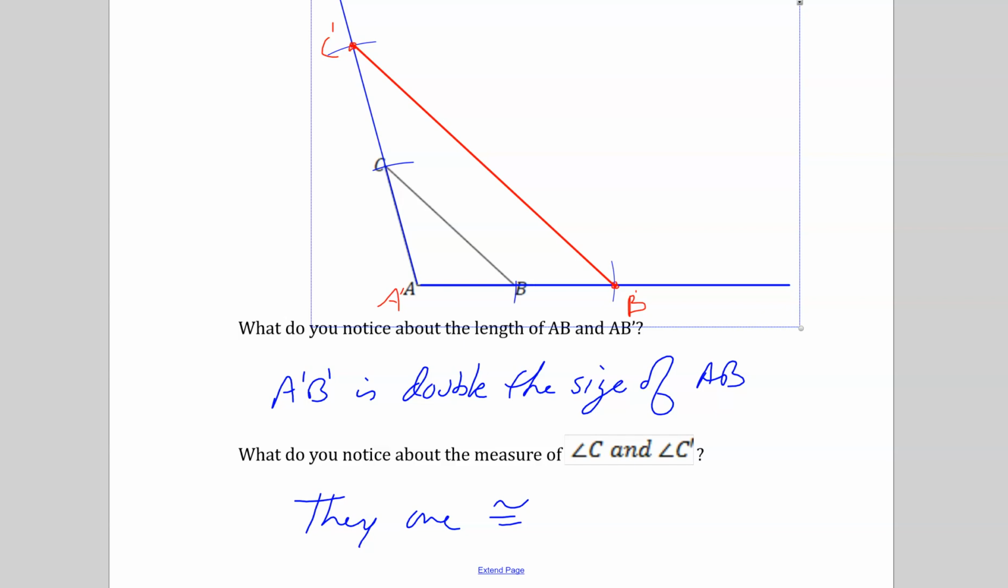A and A prime, nothing changed. It's exactly the same angle. If I was to take a protractor and measure this angle C here, the angle at C prime would be exactly the same. There would be no difference. Just because you enlarged or reduced something in a dilation does not change the size of the angles. It only changes the size of the sides. So we've got to make sure we remember those two properties.